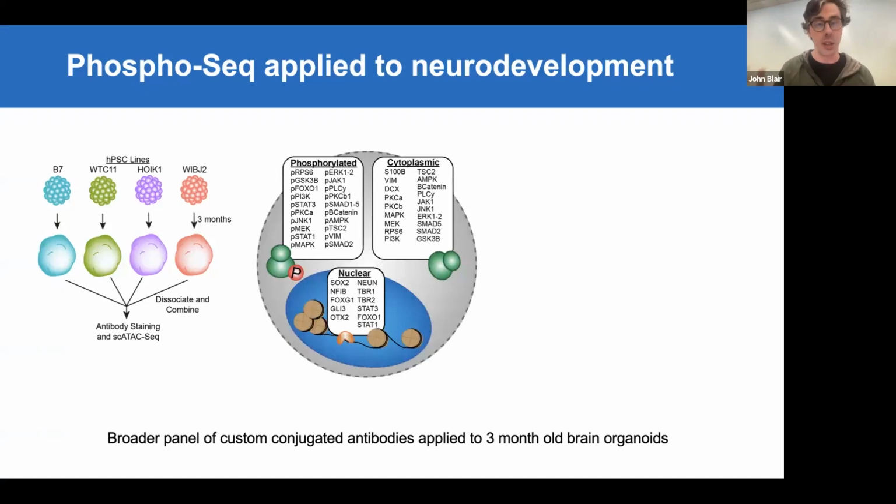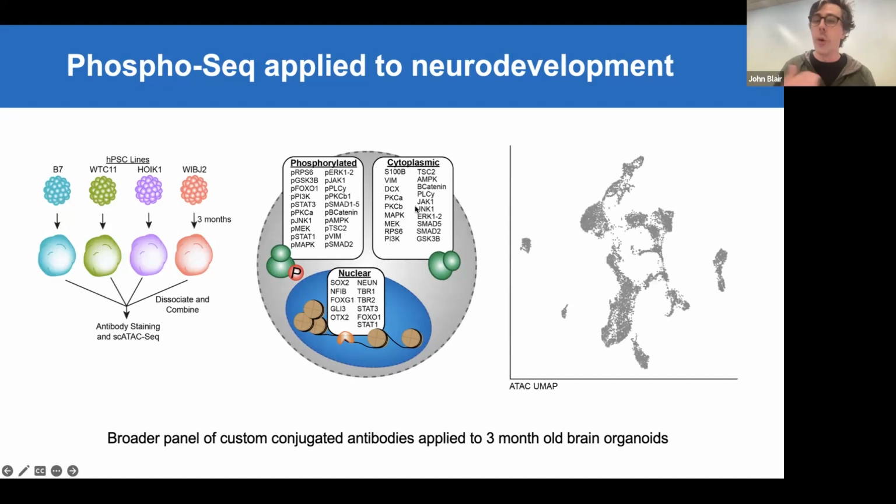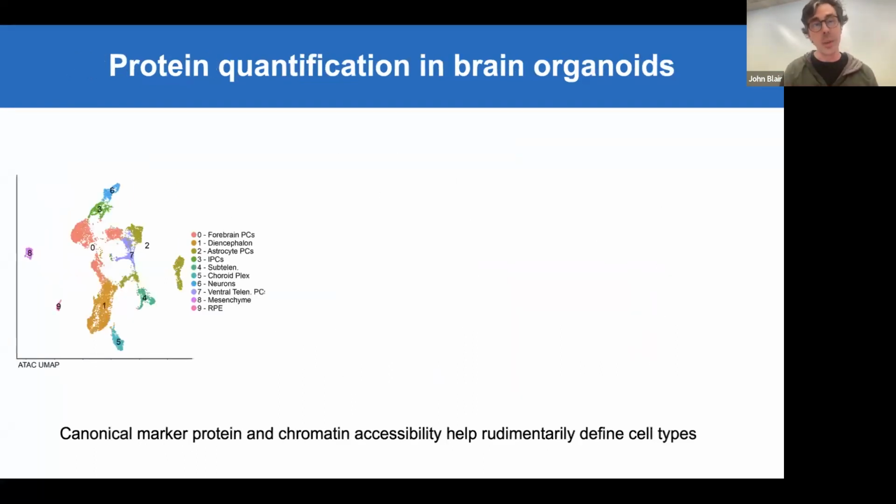In this experiment, we used a broadly expanded antibody panel with many more phosphorylated proteins, canonical transcription factors, and also cytoplasmic proteins. When we look at the ATAC-seq for this experiment, we can see lots of different clusters of cells, indicating that, again, the ATAC sequencing worked and that there is a high amount of heterogeneity within this data set. If we use the chromatin accessibility alone, we can create these rudimentary cell type labels for things that encompass different lineages and multiple regions within early neurodevelopment.